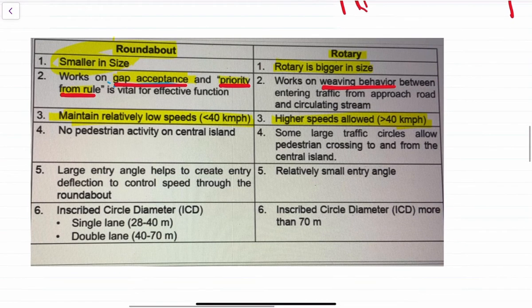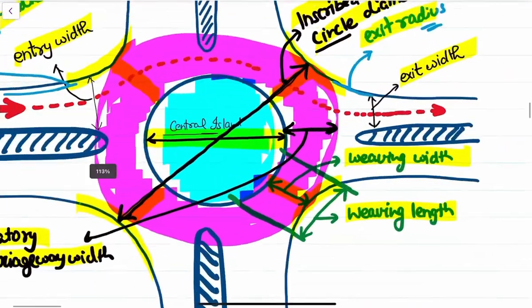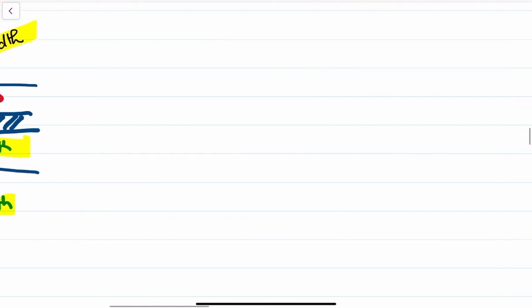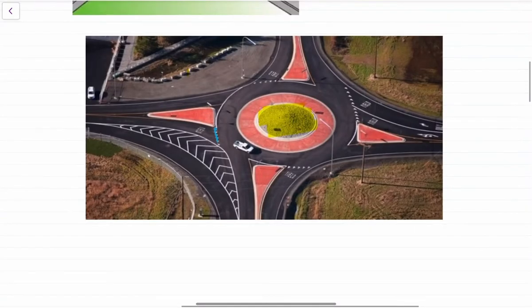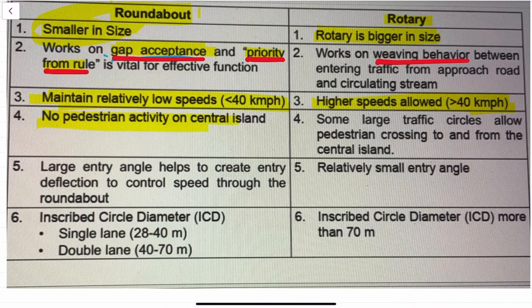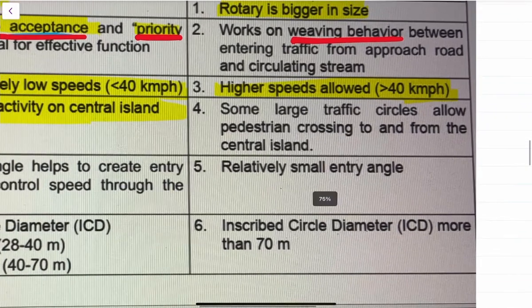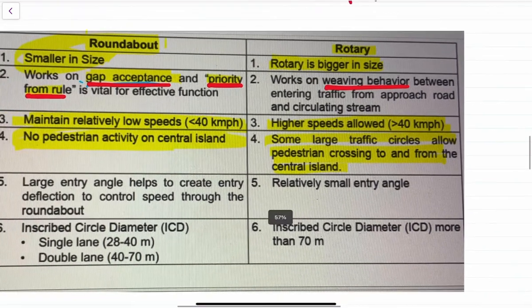In roundabout, no pedestrian activity is there in the central island. So the central island we have discussed. What is the central island? The central part, right? This is your central island. In a roundabout, the central island being smaller, not much activity can be planned there. While rotary has a bigger central island, so it can be used as a pedestrian crossing, as a small park, it can be used for multiple purposes, right?